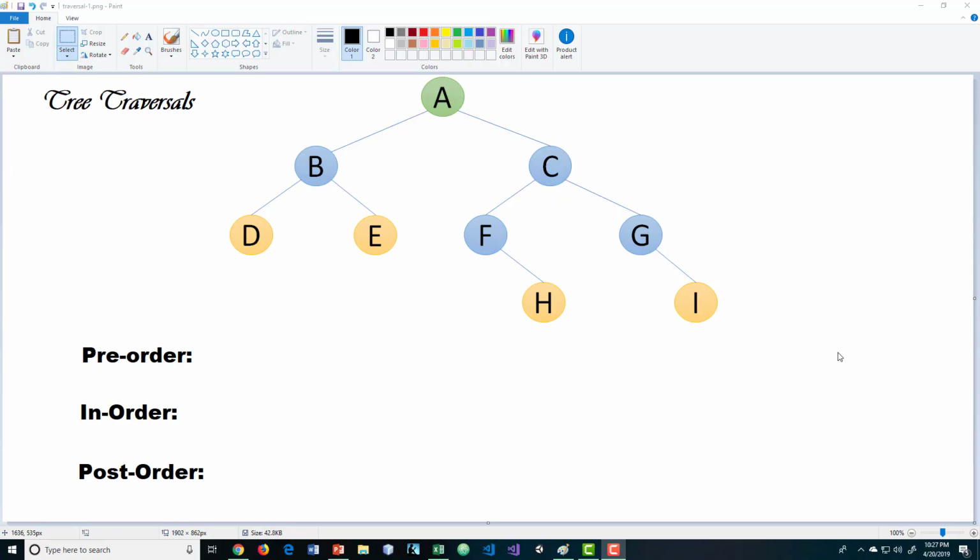Hello folks, this is Dr. Baugh here, and I am going to go through some simple tree traversals. I know this can be a little bit of a challenge for some of you, and some of you have emailed me and asked for some help with this.